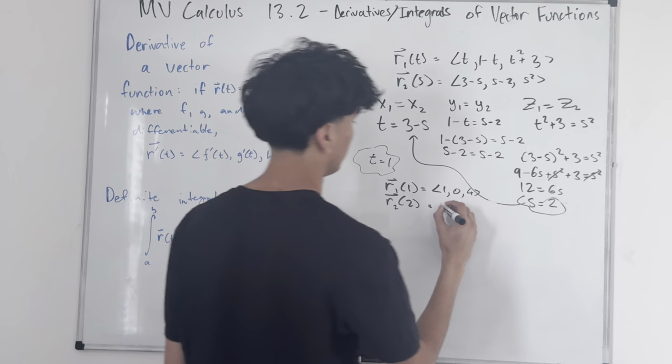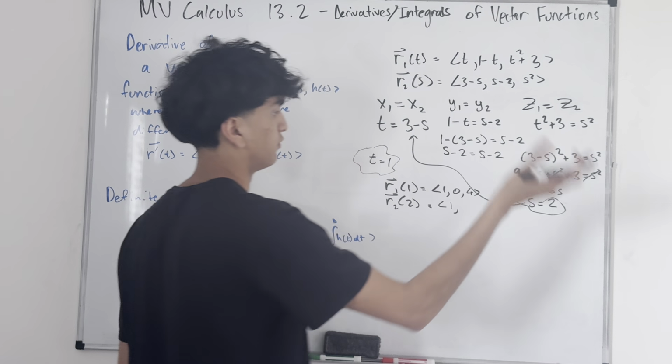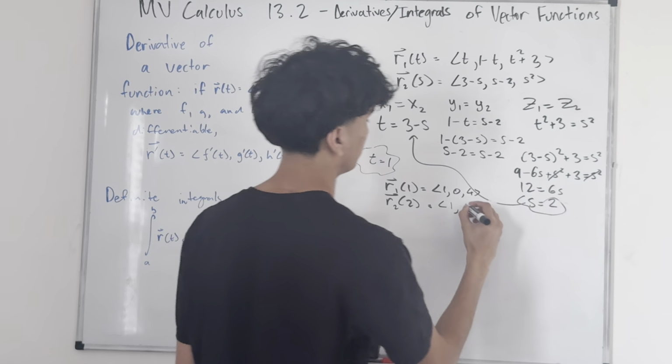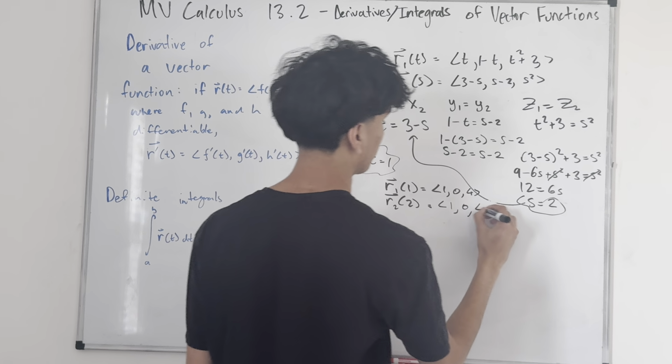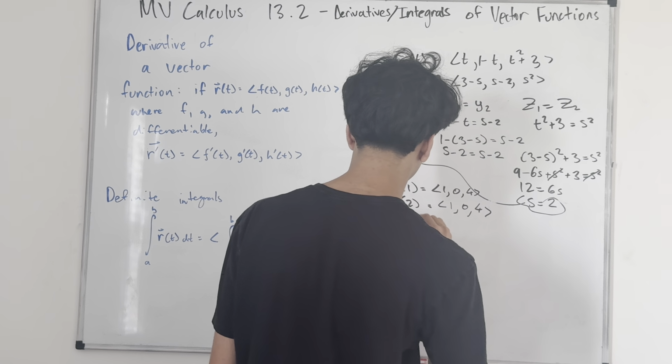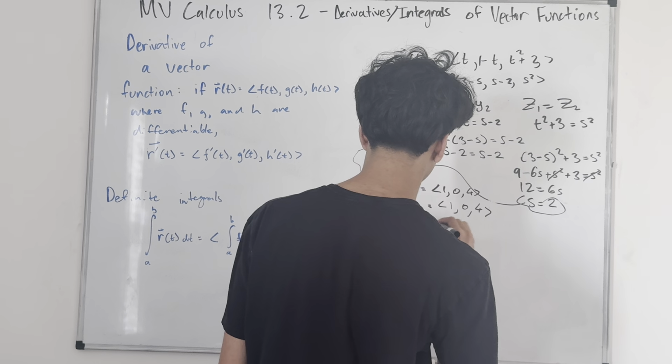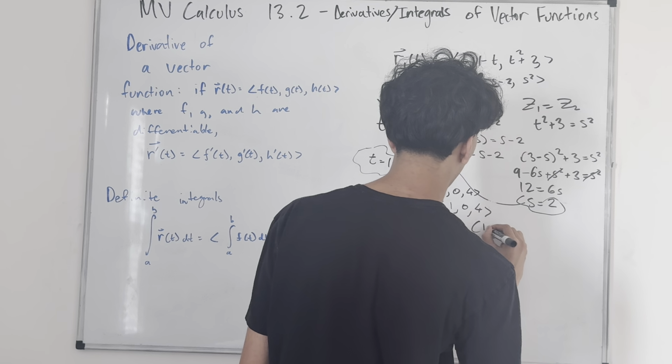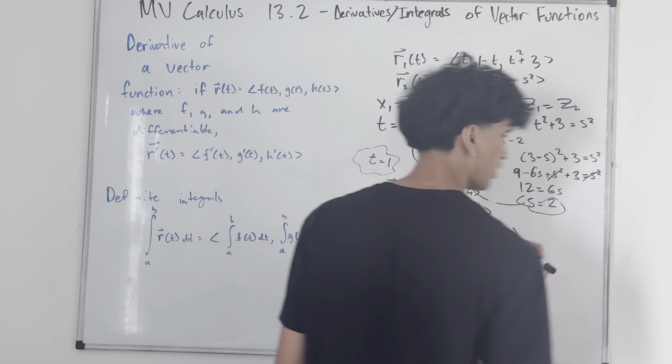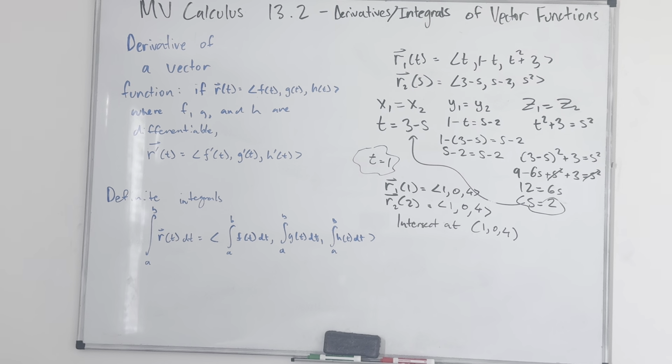3 minus s is equal to 1, 2 minus 2 is equal to 0, and 2 squared is equal to 4. So they intersect at 1, 0, 4. Now we can see this is where they intersect.